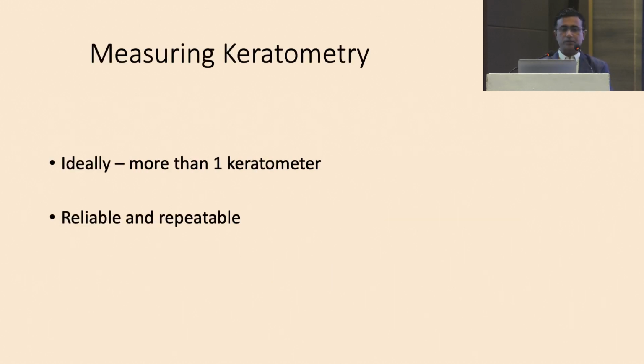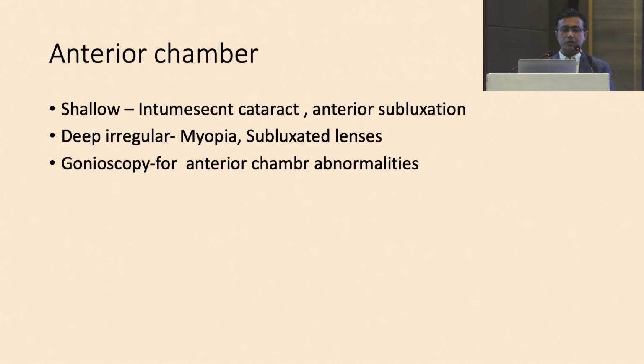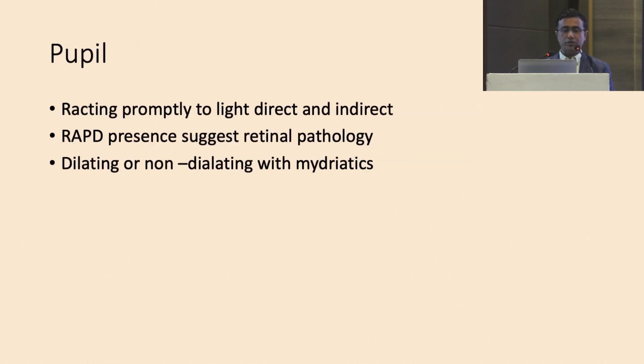Now about the keratometry. Ideally, you should measure keratometry with more than one instrument, and it should be reliable and repeatable. The anterior chamber may be shallow, particularly in intumescent cataract and anteriorly subluxated lenses, and that should be taken into consideration. It may be deep in myopia or subluxated lenses. If you find some abnormalities on gonioscopy, they should be noted, and accordingly you can modify your surgical steps. Particularly in a shallow chamber, you may have to use high molecular weight, protective endothelial viscoelastics.